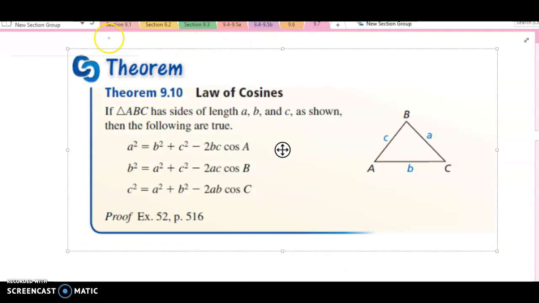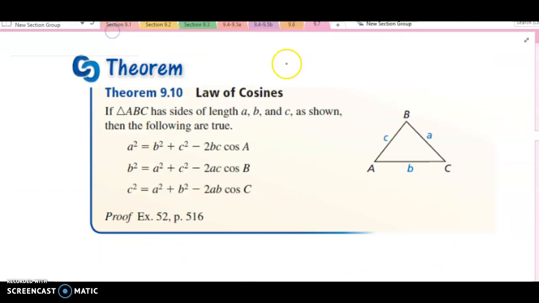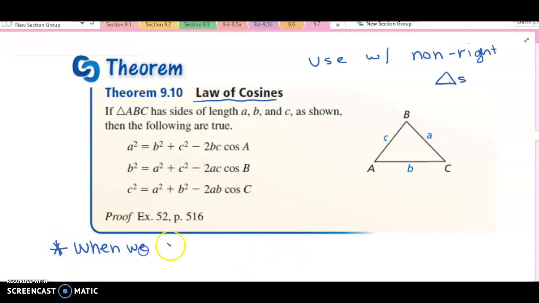All right, now let's learn the law of cosines. Once again, we use the law of cosines with non-right triangles. Sometimes it works with right triangles, sometimes it does not, so we can't use it with right triangles because at least at this point we don't know if it's going to work or not.